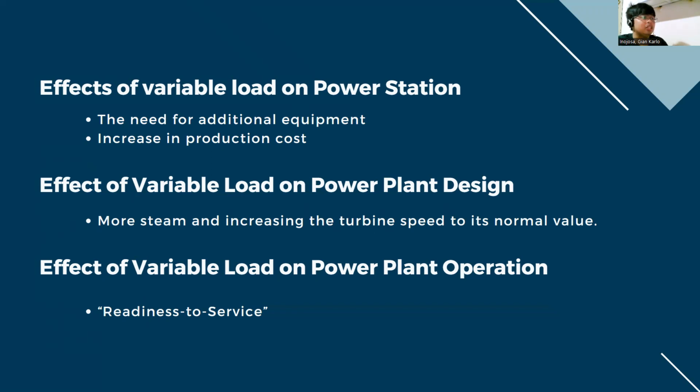Second, increase in production cost. Imagine that in a power plant station, our variable load increases, and only one alternator is being used there. So automatically, the efficiency will go down. Right? Because the demand of our consumers increased. So the solution there is that a number of alternators of different capacities should be installed in the power plant station so that most of the alternators can be operated at nearly full load capacity, which will increase the efficiency.